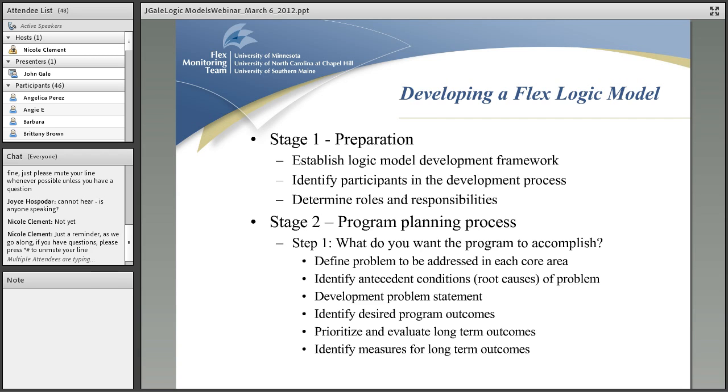At the risk of being harsh, there have been over time some tools that have come and gone in terms of favor and interest in the FLEX program. It's not to say that any of these interventions have been bad, but one example that I'll use is the balanced scorecard.